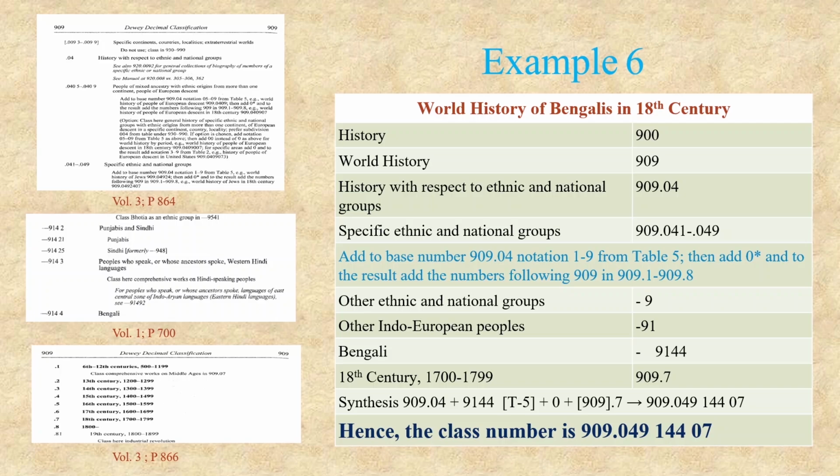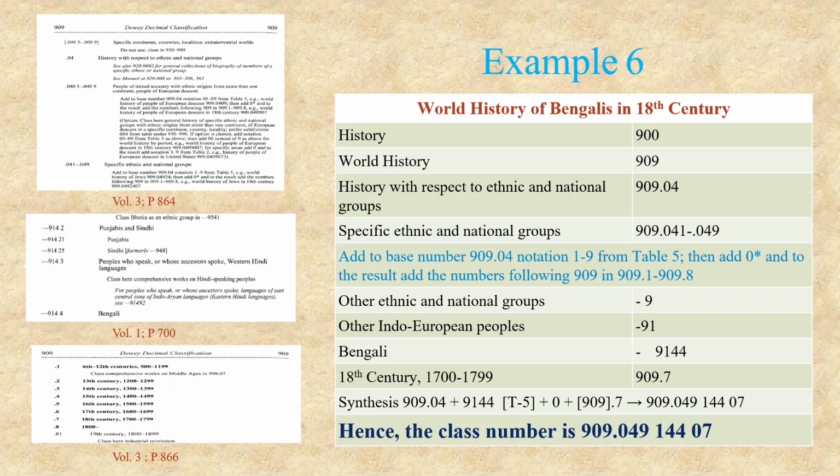There is another instruction. We have to be very careful in the preparation of the final class number, particularly for this type of title or document. And to the result, add the number following 909 in 909.1-909.8. From Table 5, ethnic and national groups, other ethnic national groups come under -9, then other Indo-European peoples is -91, then the number of the Bengalis is -9144. Then we have to add the time period for the 18th century.